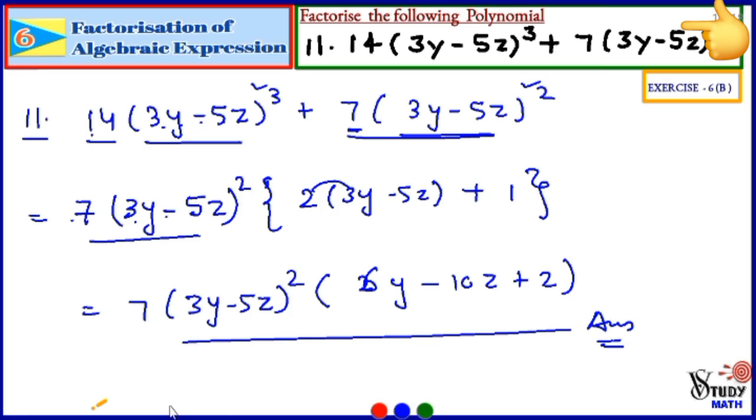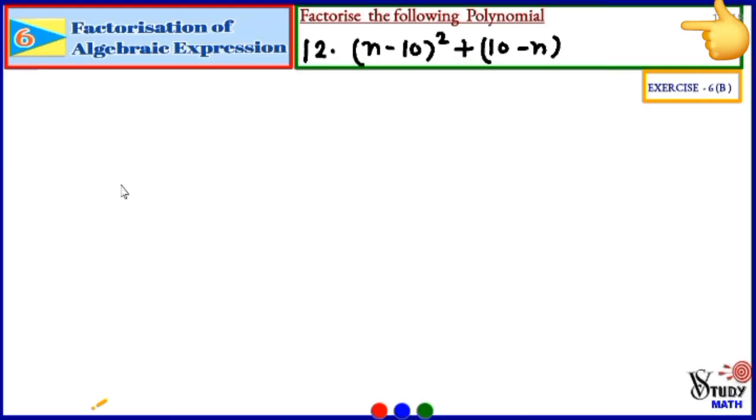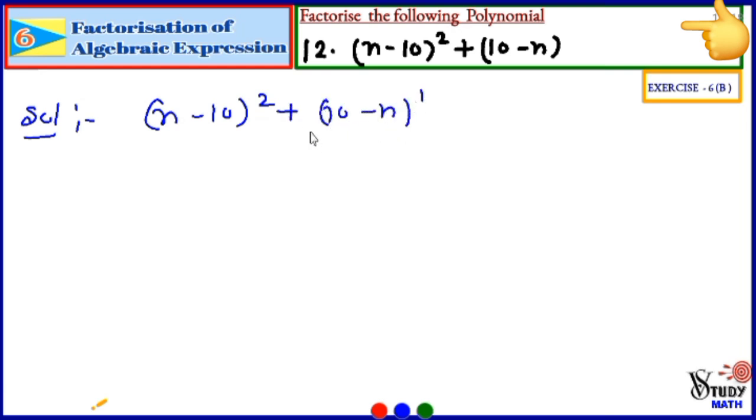Now coming to the next problem, problem number 12. Let's solve problem number 12, that is (n minus 10) whole squared plus (10 minus n) to the power 1. So here this is also a very important question. Here in the first term we have n minus 10, but in the second term 10 minus n. So what do we do to manage this problem? For that we have a strategy. The strategy is that we have to take 10 minus n.